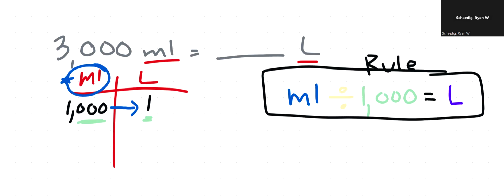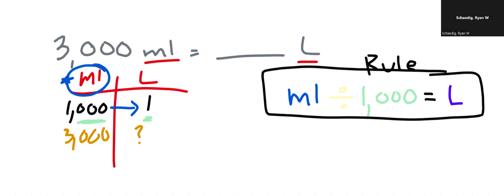So now that we've set that all up, we can actually start doing the problem. And that's the cool thing about this process with converting. Like I said, you can do any and any units of measurement as long as you follow these same steps. It works every time. So what we know is we have 3,000 milliliters and we're trying to figure out how many liters that is.